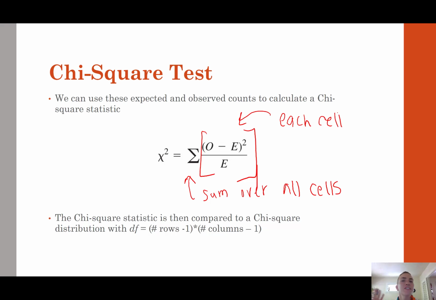And then, unsurprisingly at this point, I will look up that chi-square value in a chi-square table and compare it to a critical value. And the critical value that I'll find in the table will be based on degrees of freedom that's equal to number of rows minus 1 in my contingency table times number of columns minus 1.